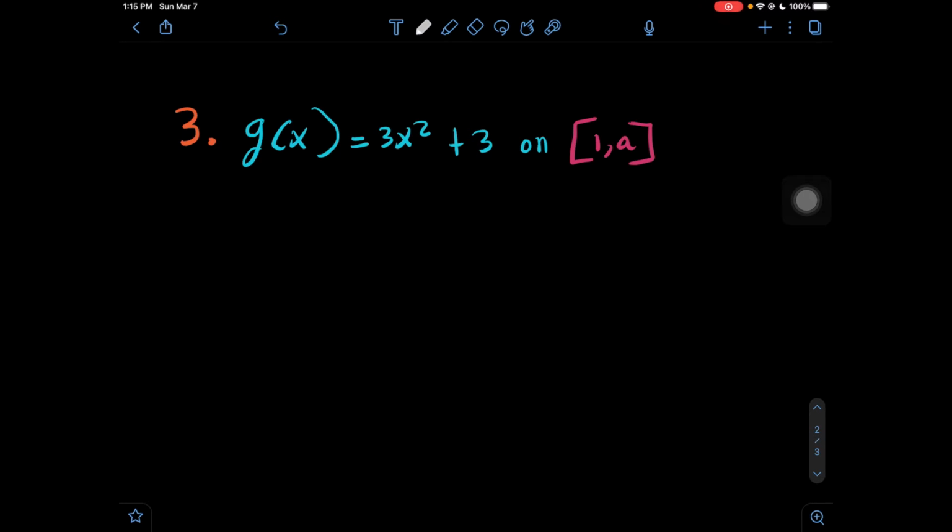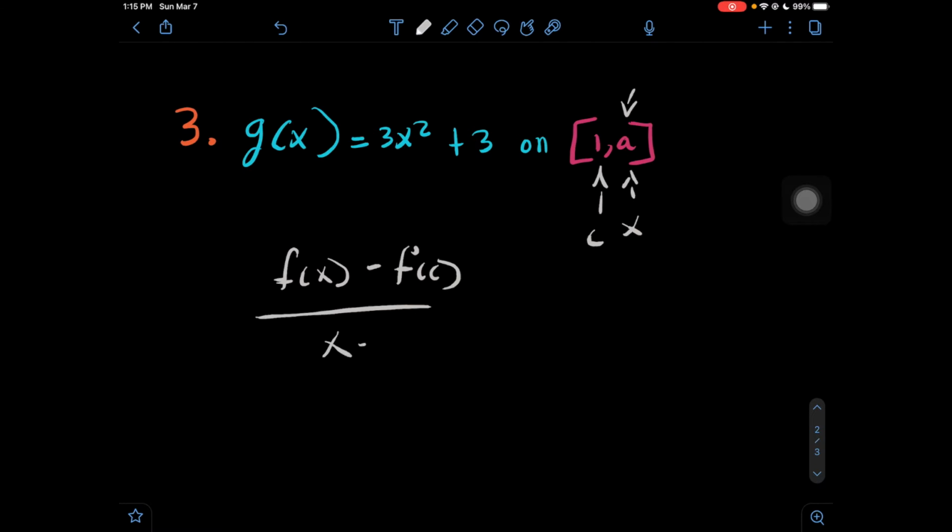Now let's go to the final practice problem for this video, which is g of x equals 3x squared plus 3 on an interval of 1 comma a. The a may be confusing to most people, but let's see what happens. So remember, the base form is f of x minus f of c over x minus c. Now we're going to do the same substitution we did in the last two problems, but now we have a variable, so let's see what happens.